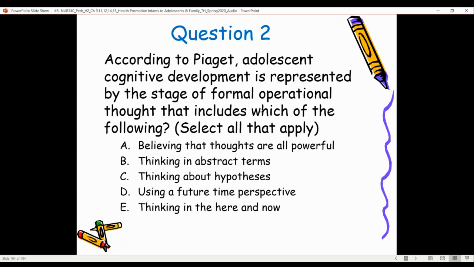Thoughts are all powerful. So can the teenager think in abstract terms? Yes. Can they use future time perspective? Yes. And are they thinking in the here and now? Now remember, this is cognitive formal thought. The answer is no on this. So remember, in terms of a textbook answer for cognitive development, formal operations, thinking in the here and now is the school-age child and younger. Formal operations means that they can think with a future time perspective. So remember that with teenagers: risk-taking behavior, but they can think in future tense.